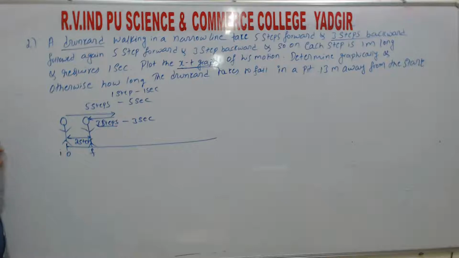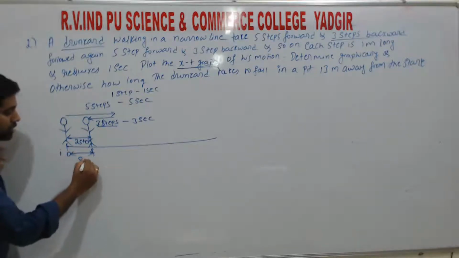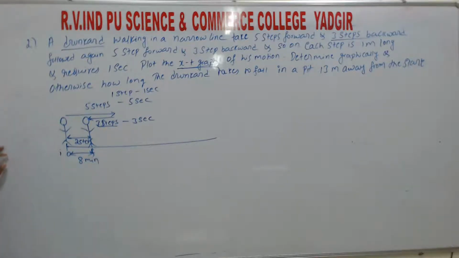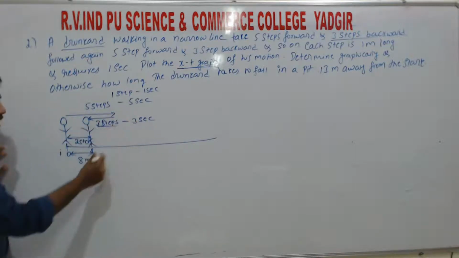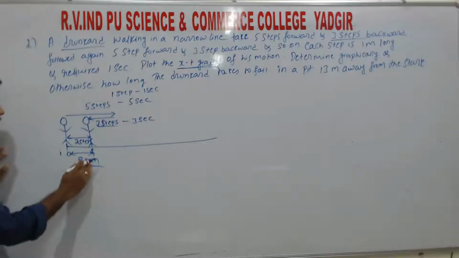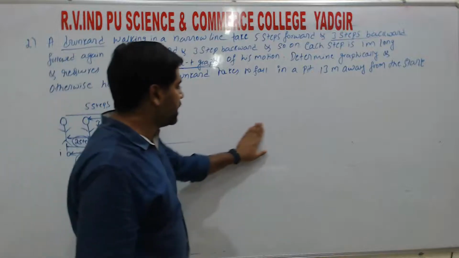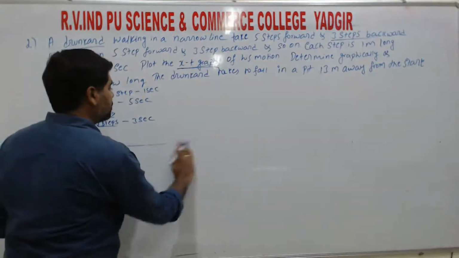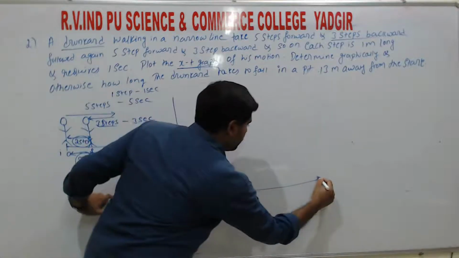Then what about the total time taken from here to here? It is 8 seconds, because 5 steps forward and he again comes back 3 steps, so 5 plus 3, 8 seconds. So for a displacement of 2 steps, he takes 8 seconds. Now this we are going to represent in the x-t graph, right? So how will the curve be?